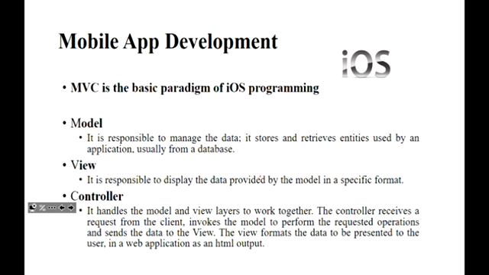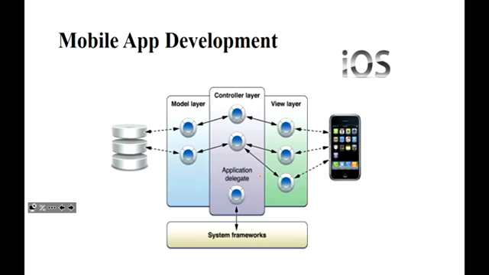The view is responsible for displaying the data provided by the model in a specific format. The controller handles the model and view layers to work together. The controller receives requests from the client, invokes the model to perform the requested operations, and sends the data to the view. The view formats the data to be presented to the user in a web application or in your mobile app applications as an output. So this is pretty much the link of these 3 layers: model, controller, and view.